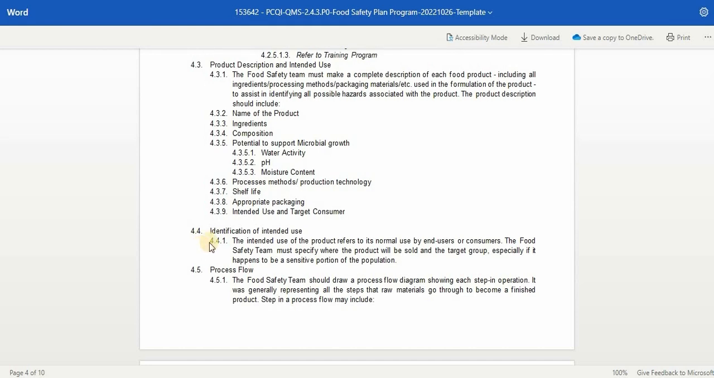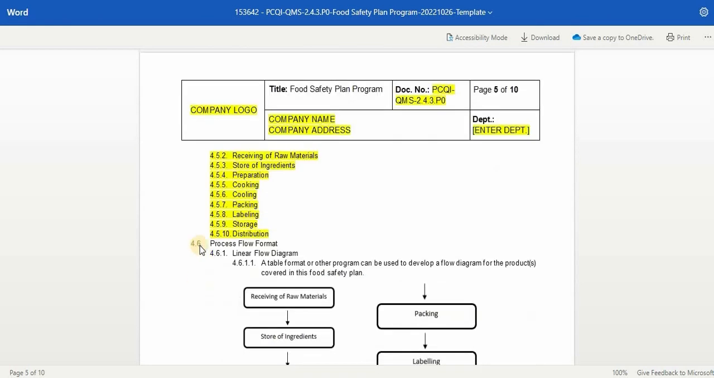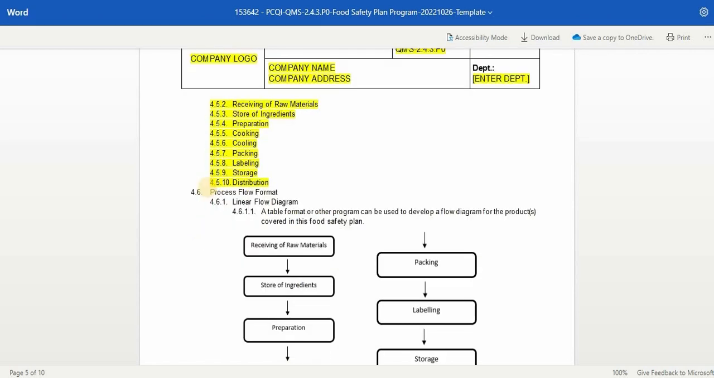Next to identification of intended use is process flow. The food safety team should draw a process flow diagram showing each step in operation. It is generally representing all the steps that raw materials go through to become a finished product. Steps in a process flow may include receiving of raw materials, storage of ingredients, preparation, cooking, cooling, packing, labeling, storage, and distribution.